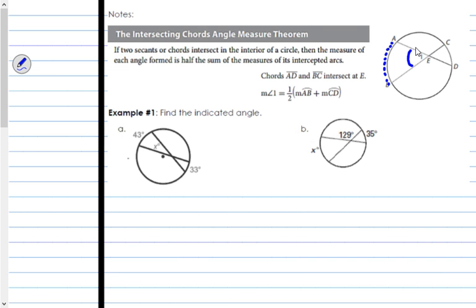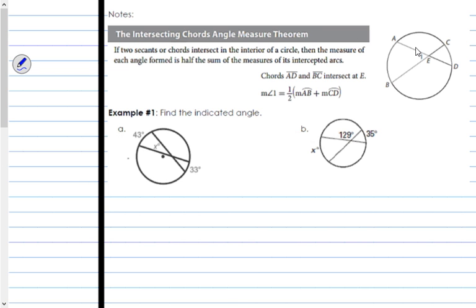So the intersecting chords angle measure theorem says if two secants or two chords intersect in the interior, meaning the inside of a circle, then the measure of each angle formed is half the sum of the measures of its intersected arcs. So for example, the measure of angle 1, let me back up, chords AD and BC intersect at E. They're chords, they're intersecting. I think it's pretty clear to see.